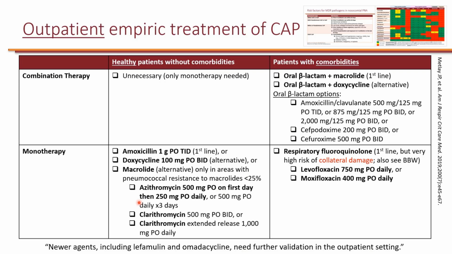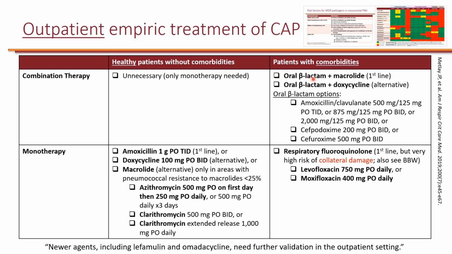Now, for those patients who have comorbidities, because they are at increased risk of having drug-resistant strep pneumo, you don't want to use a single agent, so we use a combination agent so that we have good coverage. So we have oral beta-lactam and we have macrolides as first line. And then if someone cannot tolerate that option, then alternatively, you can use a combination of oral beta-lactam with doxycycline.